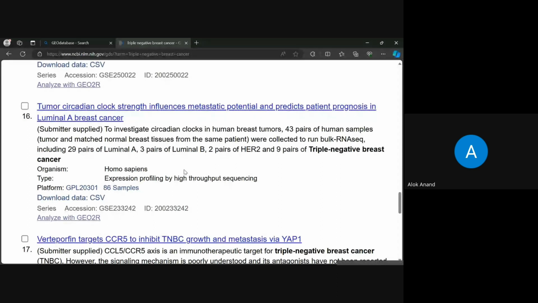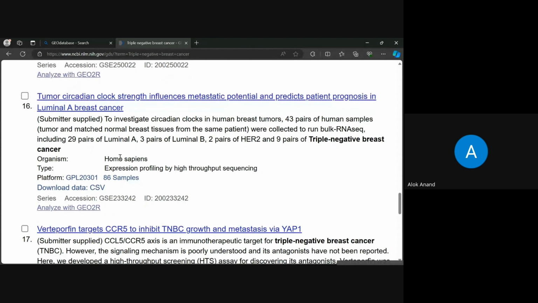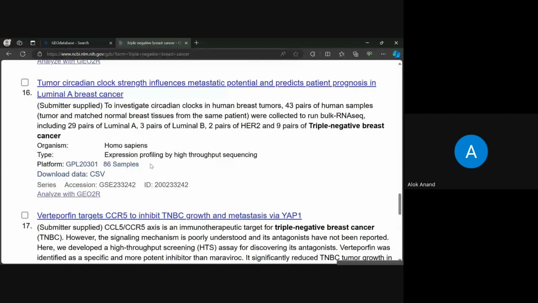So there are different NGS RNA sequencing data analyses. This is an example of bulk RNA-seq data, including 29 pairs of luminal A, 3 pairs of luminal B, 2 pairs of HER2, and 9 pairs of TNBC. So in this we have 9 pairs of TNBC samples. Organism is Homo sapiens. Type: expression profiling by high throughput sequencing. Platform: this has 86 samples. Now suppose we click on this data.